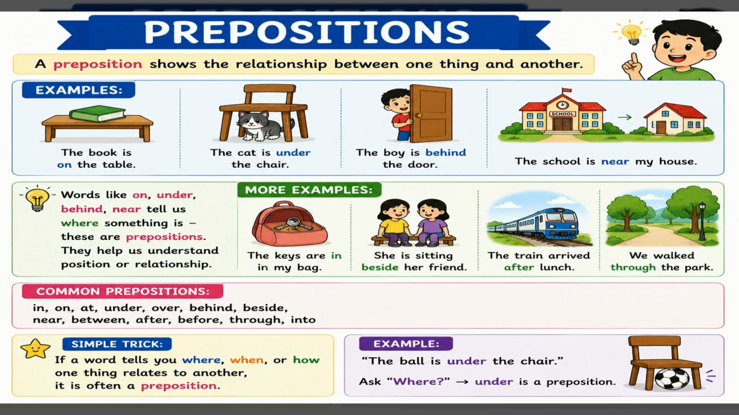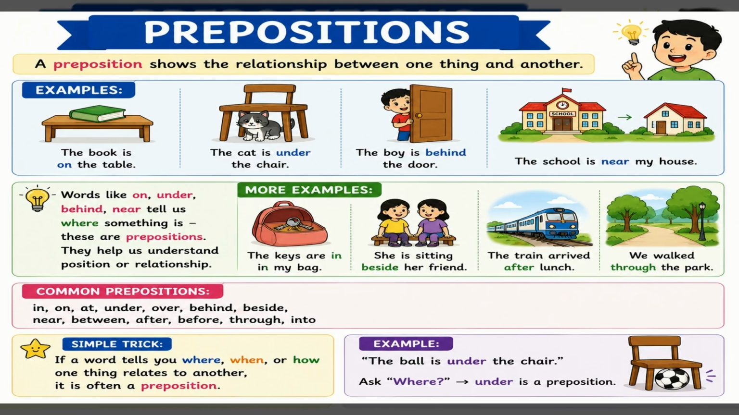Let's start with prepositions. Now, the word preposition might sound a little complicated at first, but don't worry, the idea is actually quite simple. A preposition is a word that shows the relationship between one thing and another. Let's understand this with a few simple examples. Look at these sentences. The book is on the table. Here, the word on tells us where the book is in relation to the table.